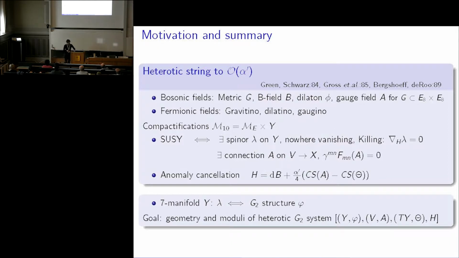Furthermore, there is an interesting condition known as the anomaly cancellation condition, which relates the H flux here to not only the exterior derivative of the B field, that should be standard in the type 2 string, but also to Chern-Simons terms for a connection A, which is this connection here in A times CH, and a connection on the tangent bundle of the manifold.